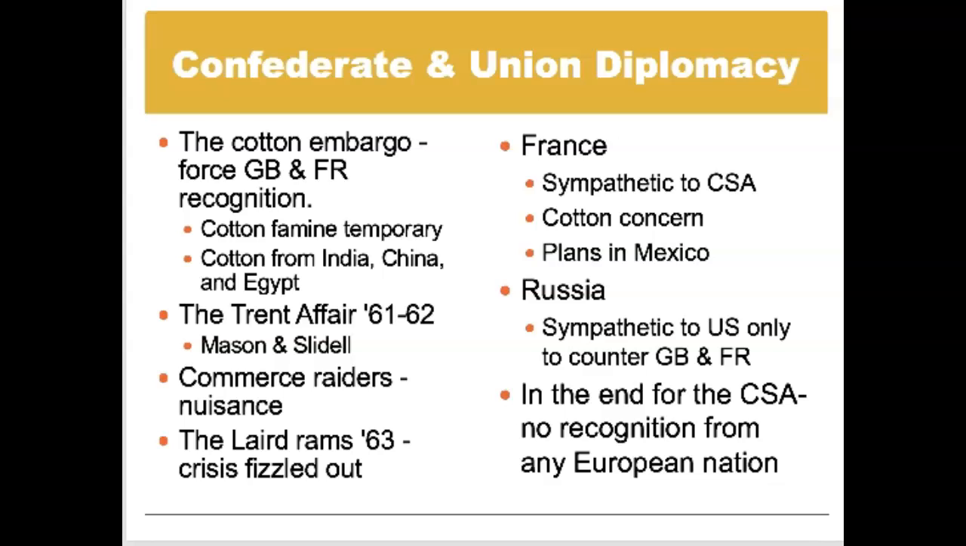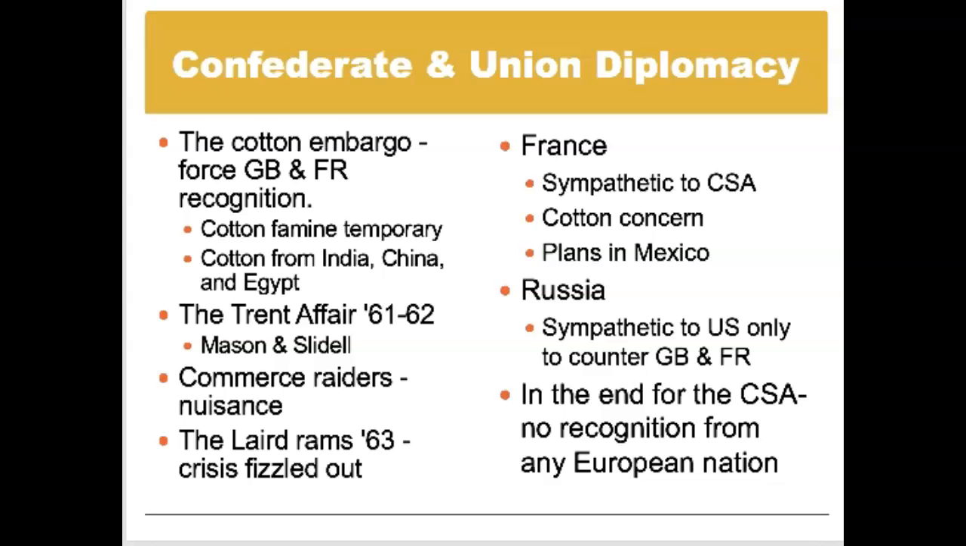However, there was a cotton famine, and that was only temporary. Cotton was now found in other places like India, China, and Egypt. So the textile factories in France and Great Britain found an alternative source, and that undercut the importance of cotton, as well as recognizing the Confederacy here.